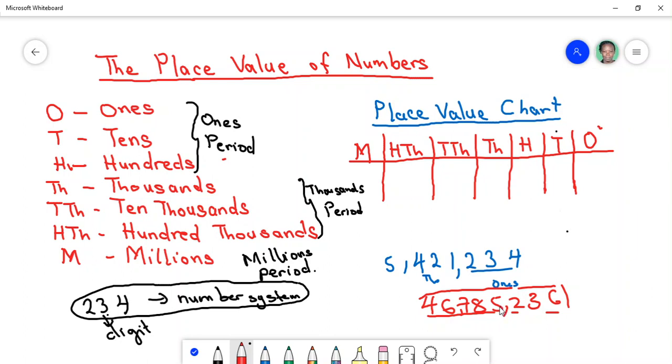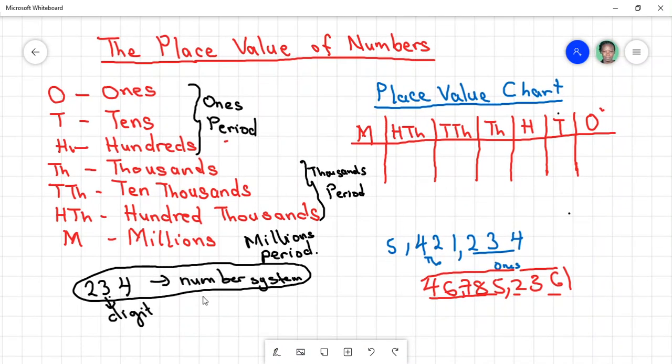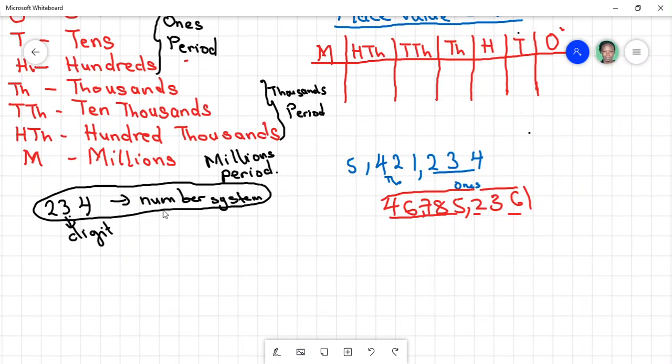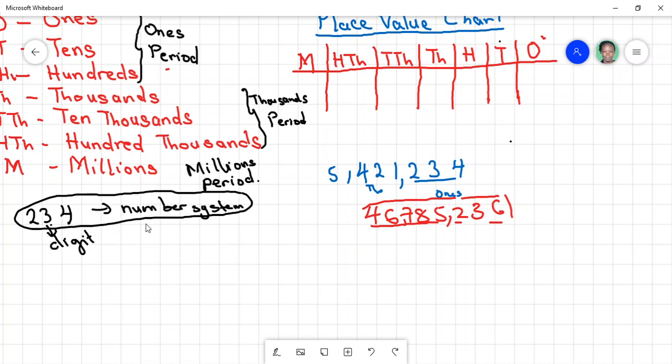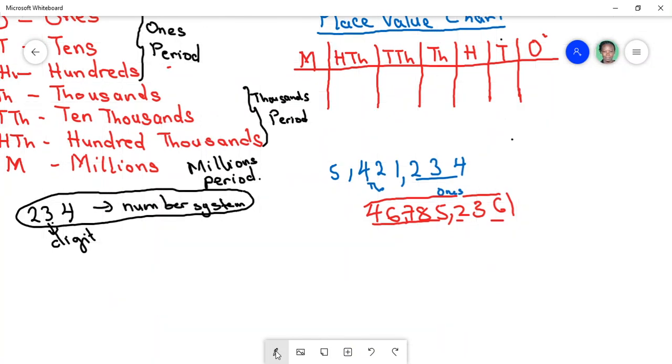So now let's look at the place and value of a number. If I have a number and I want to find the place, how do I go about it? So let's take an example. So let's say I have this number.